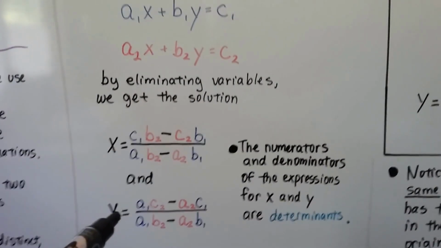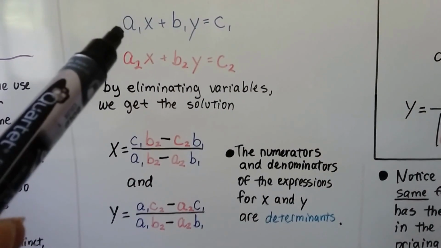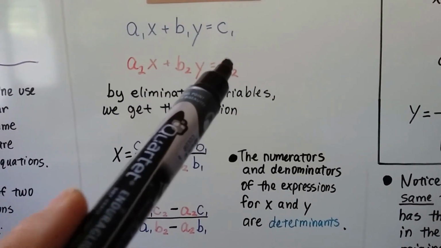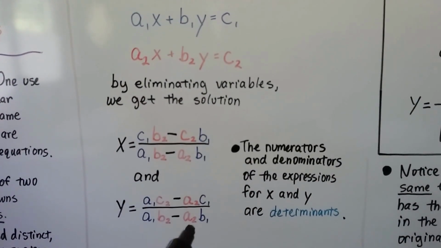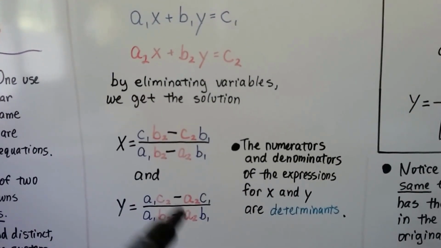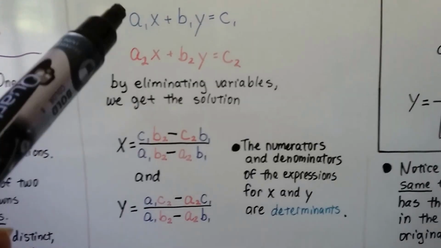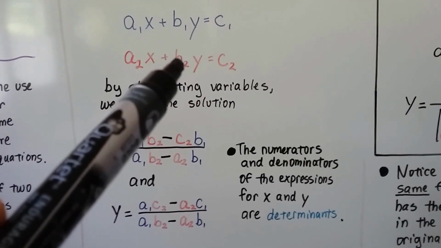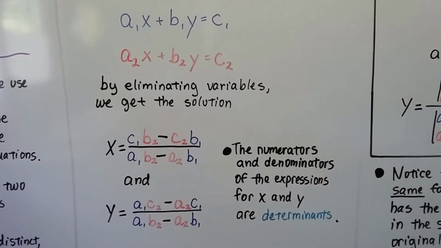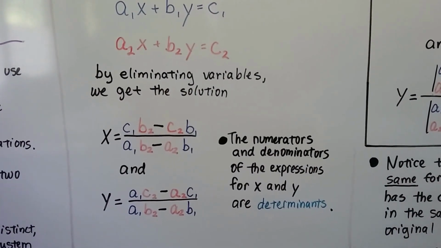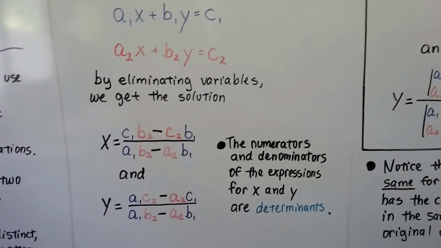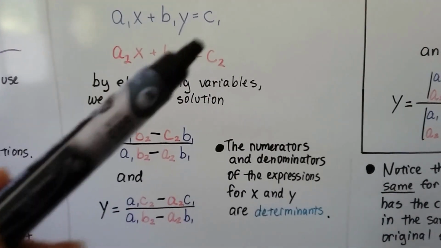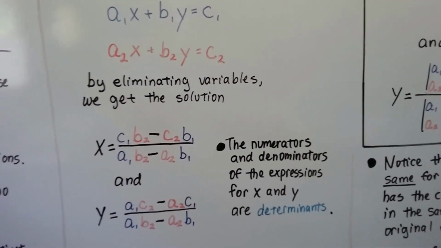Then for y, we go to this c2, and then over here to this a2. We subtract them, and the denominator is the same as for x. We get a product from this one, a product from this one, and subtract. The numerators and denominators of the expressions for x and y are determinants. We're cross-multiplying, aren't we?